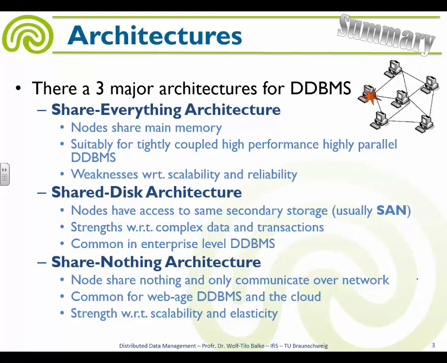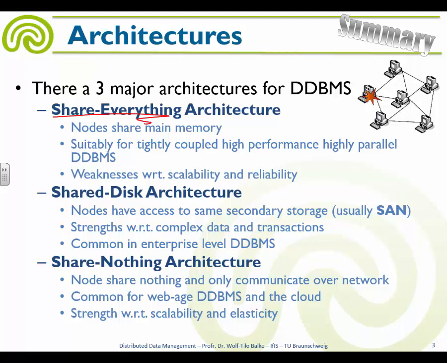And there are basically three major architectures. The first one is a share everything architecture, where the nodes share the main memory. So the computing power, everything that is done with computing, is shared between all the nodes, right? And of course, this gives you a central point of failure, a central bottleneck, if you want it like that.